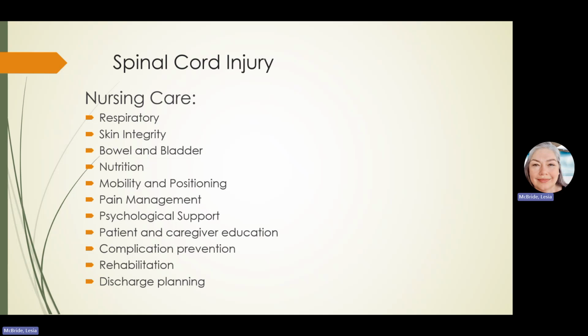Teach their transferring techniques, work with the therapist, assess for pain, provide support and encouragement, and teach the patient about spinal cord injury and its management, as well as the family. Complications with spinal cord injury include monitoring for autonomic dysreflexia. That is where the nerves and inflammation affect that because of swelling later. Deep vein thrombosis, pressure ulcers, and again, collaboration and keeping in communication with the care team is very important.